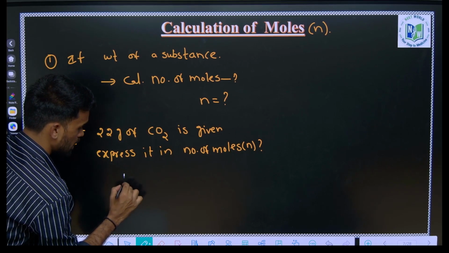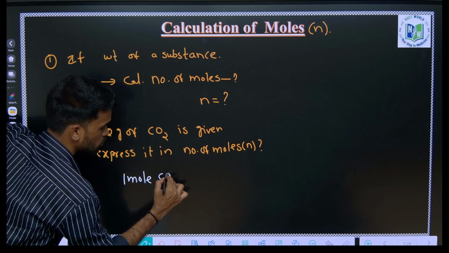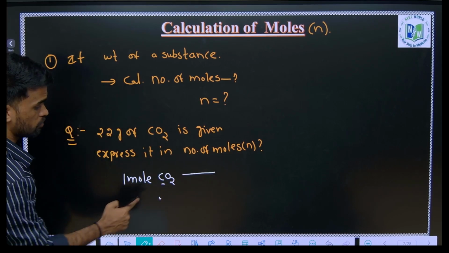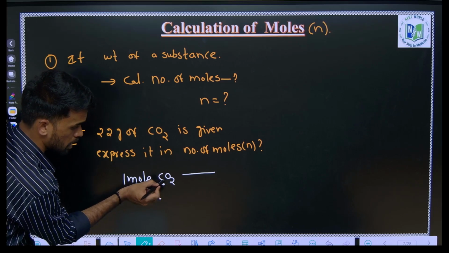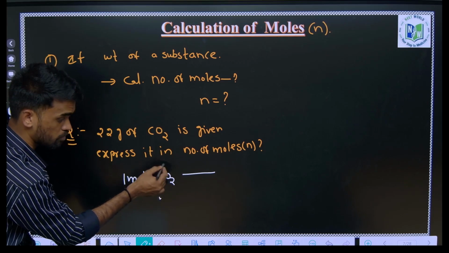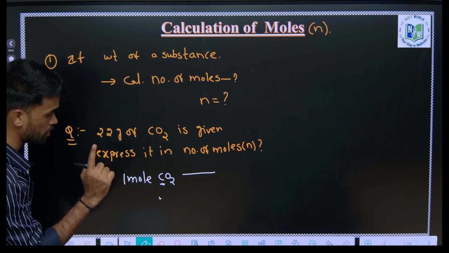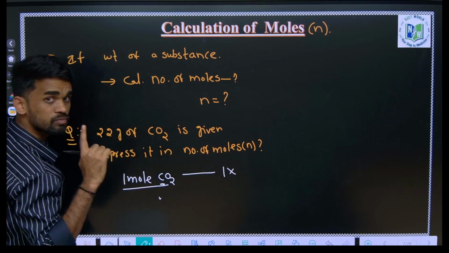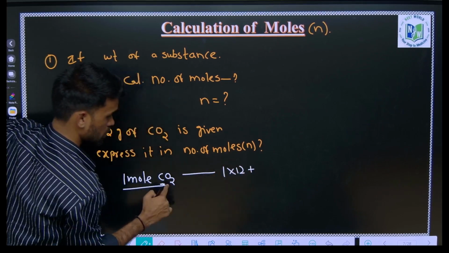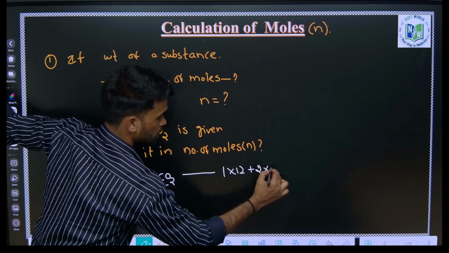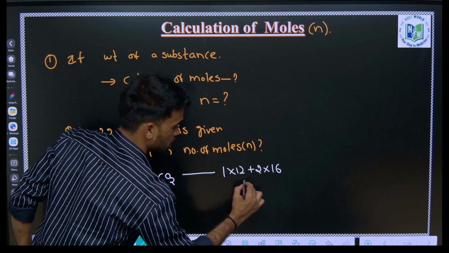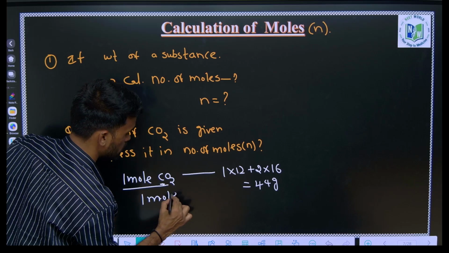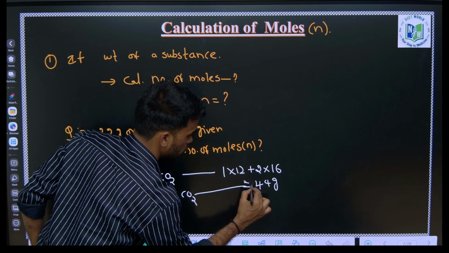We know if I take 1 mole CO2, in 1 mole CO2 how many moles of carbon atoms are there? 1 mole of carbon, because atomicity means how many carbon atoms are seen in this particular molecule of carbon dioxide, it will be 1, right? So for 1 mole CO2, we have 1 carbon, which is 12, plus 2 oxygen atoms into 16 for each oxygen atom, right? So how much are we getting? This is 44 grams. So the weight of 1 mole CO2 is 44 grams.